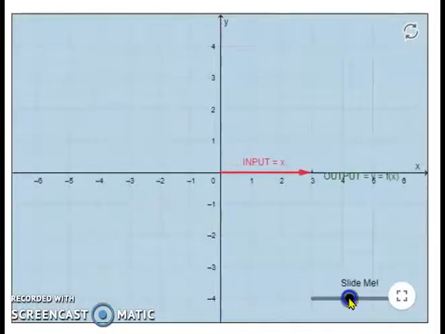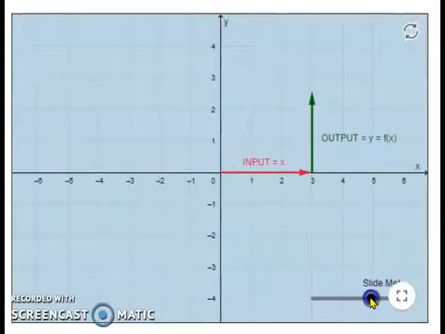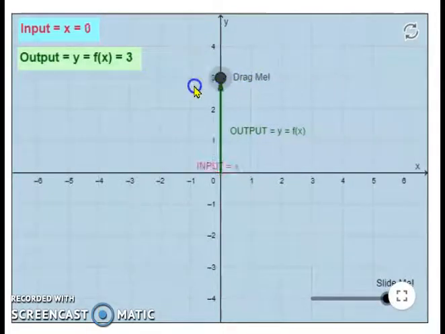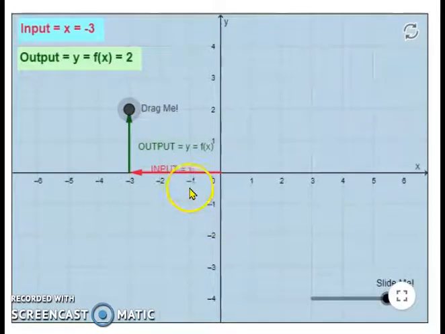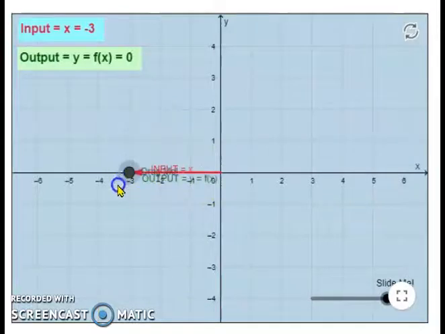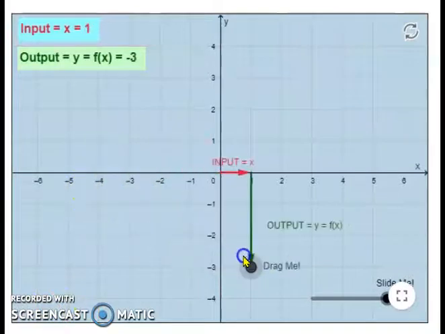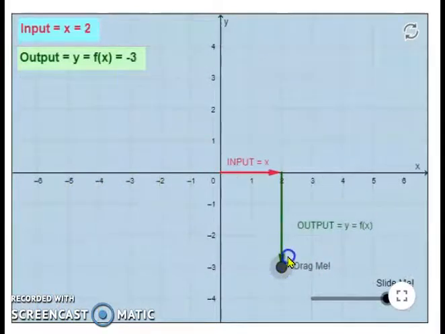So if our input is 3 and our output is 4, that is represented by this point. If you move this point here, the input is now -3 and the output is now +2. If we move it to here, our input is -4 and our output is -2. If you place it here, our input is 2 and our output is -3.